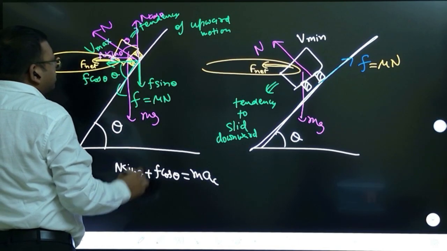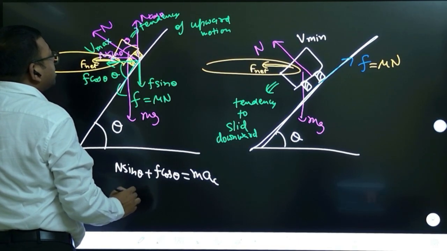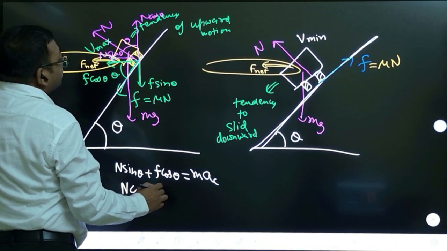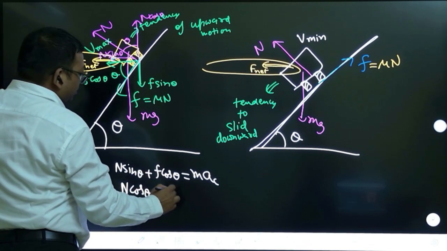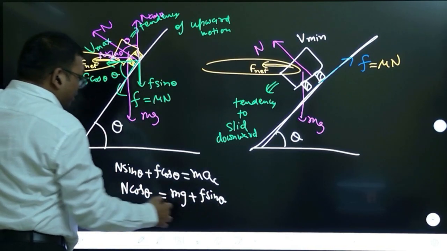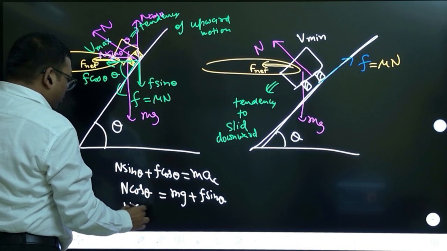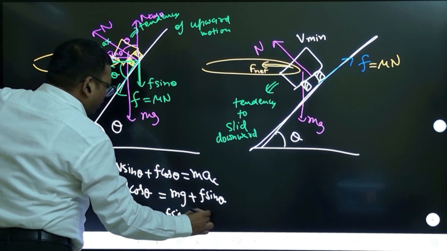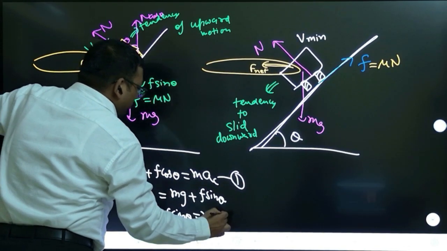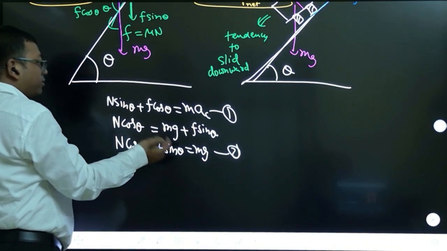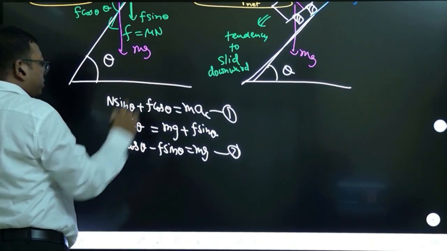And in the vertical direction, it is balancing. That means normal cos theta is balancing what? It is balancing mg plus f sin theta. Okay, so I will take f sin theta to this side. So normal cos theta minus f sin theta is equal to mg. So this is the first equation, this is the second equation, and we are dividing them, and we are also substituting friction as mu times normal.